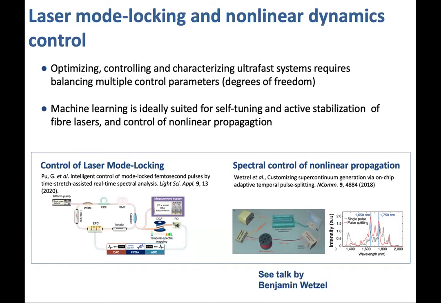The highlights from this review article include design and operation of pulse lasers, as well as the control of ultrafast nonlinear dynamics. This is an area where machine learning can be naturally applied because these types of systems are typically very difficult to optimize, control, or characterize, since they often require the balance between multiple control parameters or degrees of freedom. And this is really a problem that machine learning is ideally suited to solve.